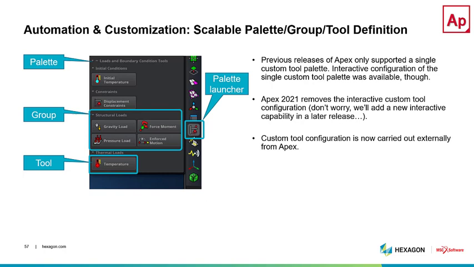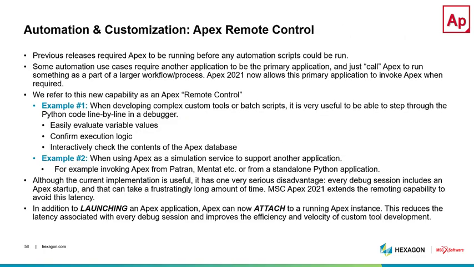Okay. Now, the automation and customization also has the ability to scale your palette or group or tool definition. You can define the palette, you can define the group, you can define the tool, and it just gives you additional capabilities of customizing your Python scripts built into Apex. Okay, gone are the days where you have to do file, run Python script for every single script that you write inside of Apex. Those days are long gone now. Sure, you can still do that if you want to, but that's not really how most of our users are using it.